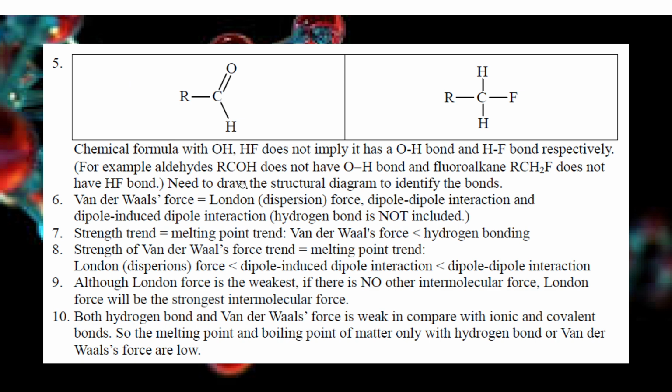In a chemical formula, sometimes they have OH or HF, but that doesn't mean they have a hydrogen bond, because maybe the O and H are not bonded, or the H and F are not bonded. In the formula you need to really draw the structure out, and then you realize whether the O and H, the F and H, and the N and H are bonded or not. If they are bonded, it's a hydrogen bond, the strong one. And for the last one, you have to make sure it is not a hydrogen bond. Take out the exceptionally strong one, and the remainder we call van der Waals force.